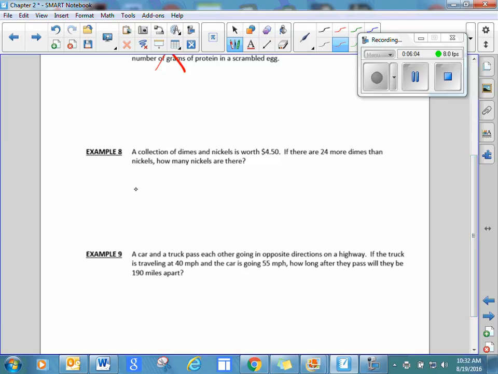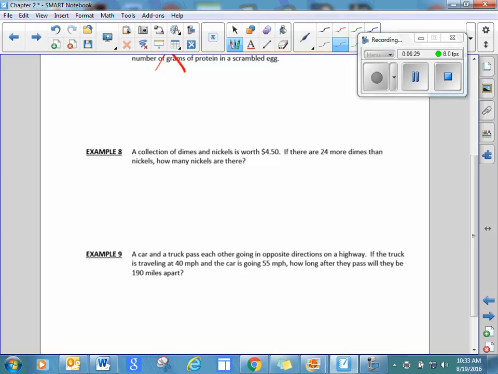This is a real common kind of problem that you'll see on standardized tests a lot, collections of coins and how much they add up to. So again, we've got dimes and nickels. We know how much they total up to, and then we know something about the quantity of dimes and nickels. So we're going to set up our chart.